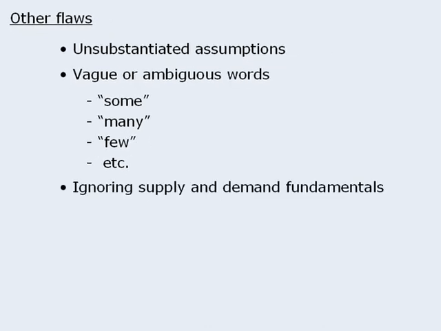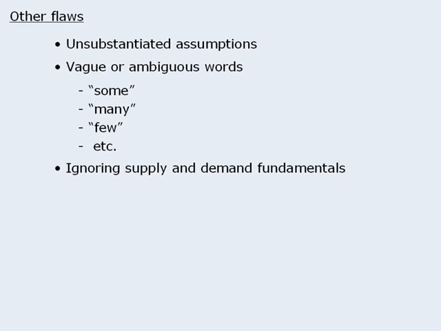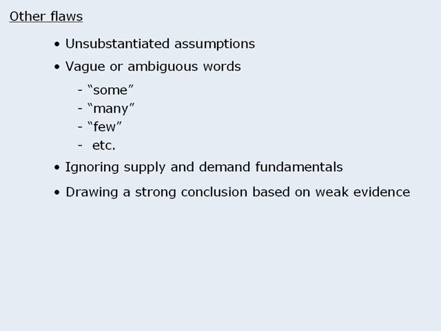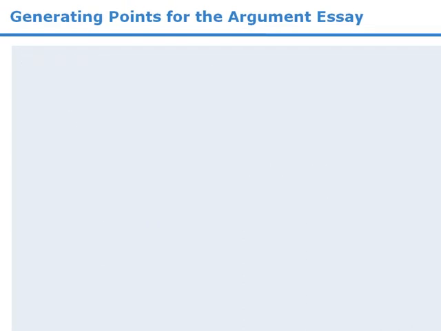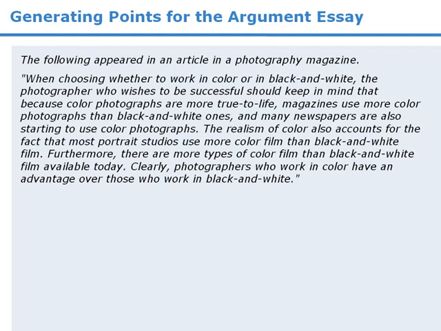Another common flaw is failing to consider the basic fundamentals of supply and demand. So if an argument is related to business, which many are, see if the author has failed to consider supply and demand when drawing a conclusion. Finally, one of the most common mistakes is taking weak evidence and drawing a strong conclusion. Alright, so these are the kinds of flaws we should be looking for in an argument. Now let's see what flaws we can find with this argument.